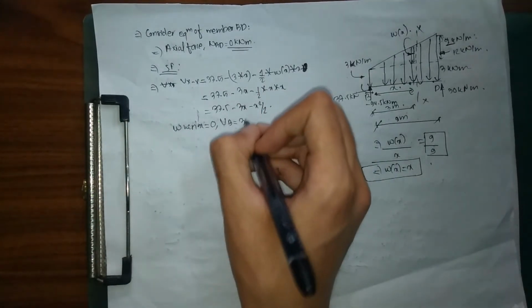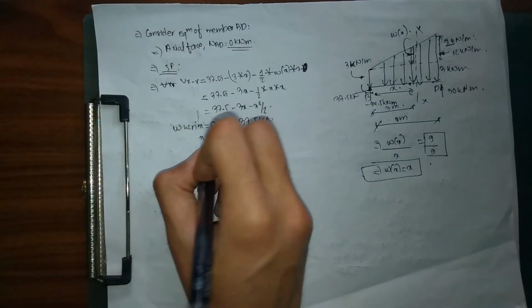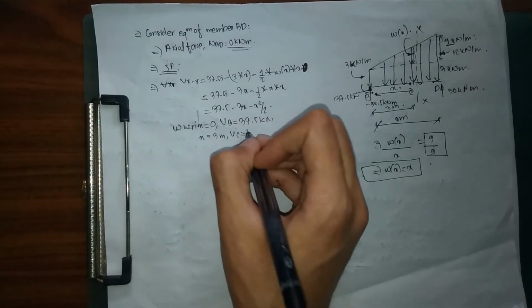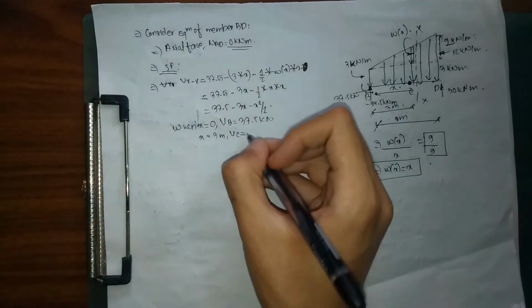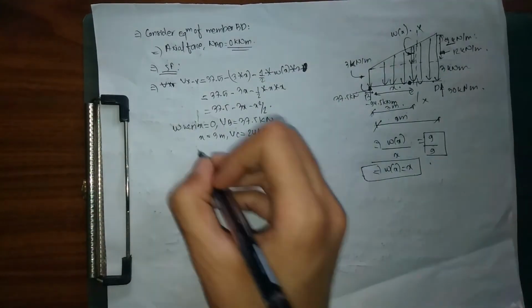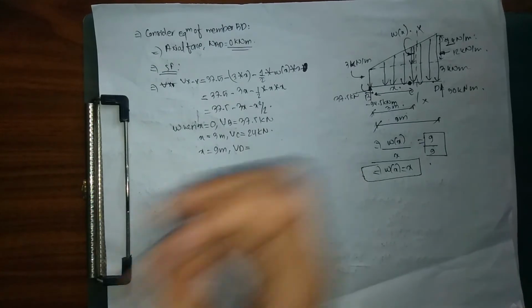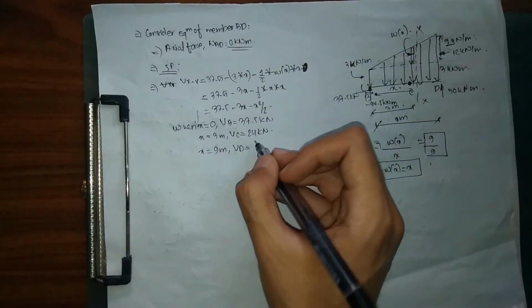Moving on, when x equals 0, I'm going to get my shear force at B, which is going to be 37.5 kilonewton. Simply put 0 over here. When x equals 3 meter, I get my shear force at my internal hinge C, and this value is going to be equal to 24 kilonewton. Next I take my x as 9 meter. When I take my x as 9 meter, I'm going to reach VD, and I'm going to get this much as minus 30.